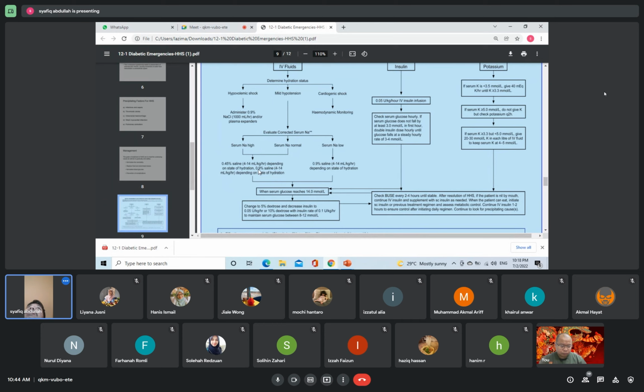We want to give 4 to 15 ml per kg per hour, or we want to give normal saline. It's same 4 to 15 ml per kg per hour depending on the state of hydration. This one is applicable for high serum sodium or normal serum sodium. If the serum sodium is low, we give normal saline 4 to 15 ml per kg per hour.